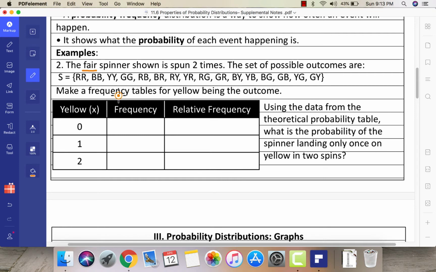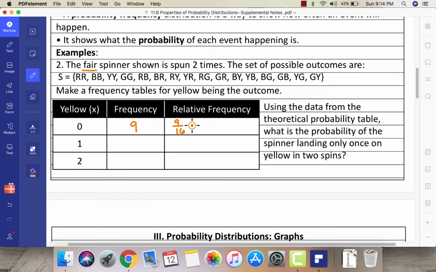Okay, so these are the spins that we get. It's spun 2 times. The first time would be red, second time red. Blue, blue, yellow, yellow, and so on and so forth. We're going to make a table for yellow as the outcome. So how many times was there a yellow as the outcome? 9. There were 0 yellows 9 times. And our relative frequency then would be 9 over our total amount of spins, which would be 16. Not each individual spin, but the combinations of spins. So there are 16 opportunities.